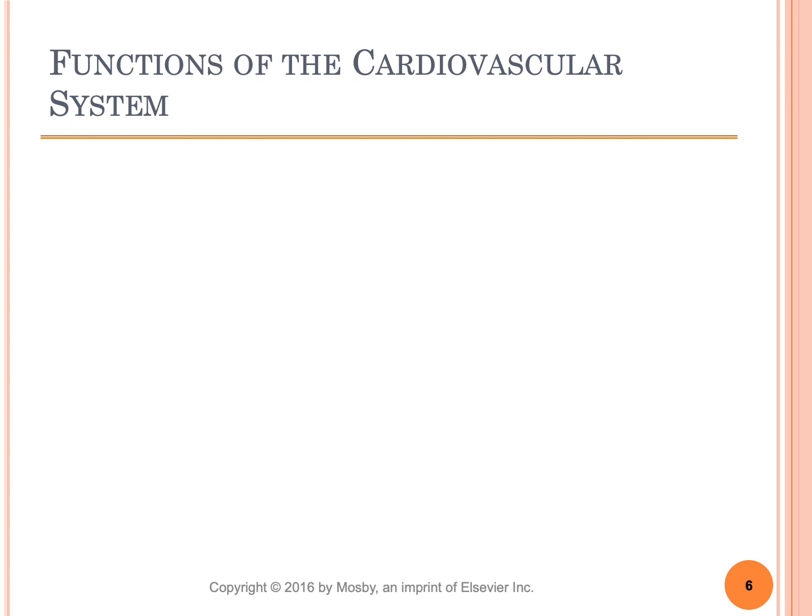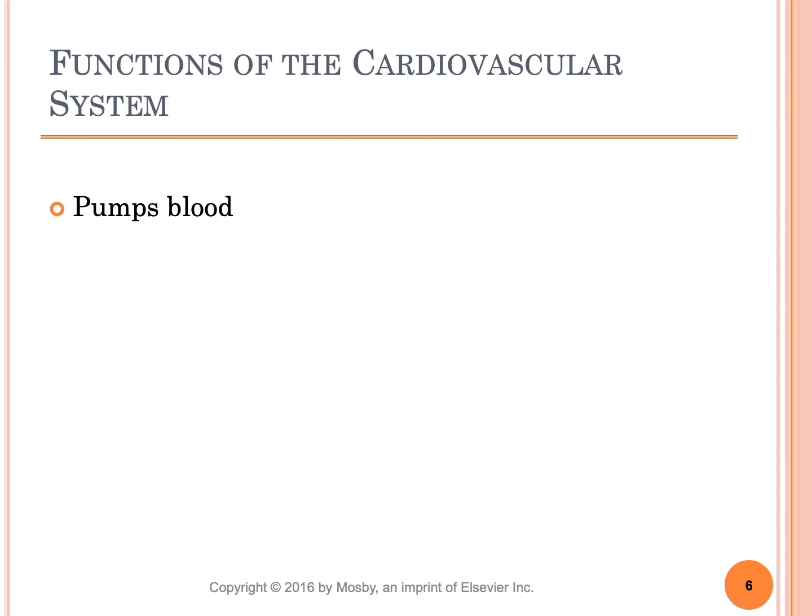All right, so let's talk about some functions of the cardiovascular system. So the first one is that it pumps blood. We already said that. The heart is this amazing pump that moves blood through the heart to the lungs and to the rest of the body. And that's the way that our body is able to filter the blood and get nutrients and pick up oxygen and drop off carbon dioxide.